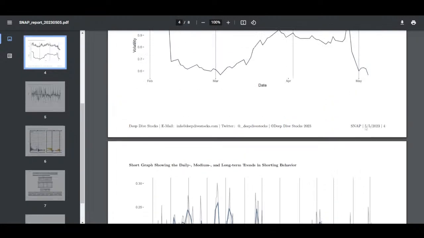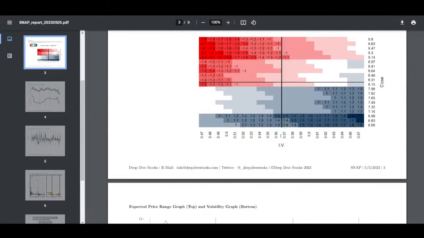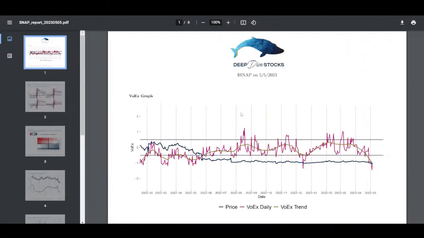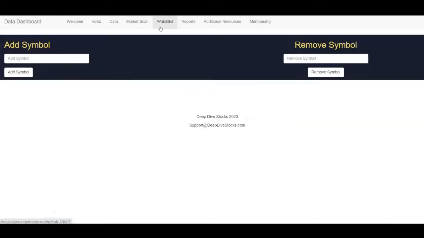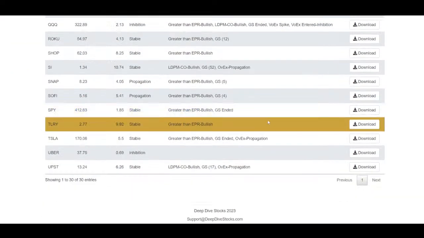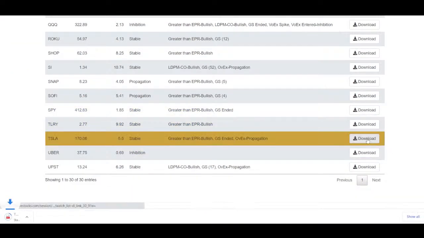So we explained dealer positioning, we explained the hedging heat map, and we explained the snap graphs. For Tesla, we'll explain VOX. So let's go back to the data dashboard. And if any of you have a request, we could do that at the end, no problem. But let's take a look at Tesla. And with this, we will explain VOX.